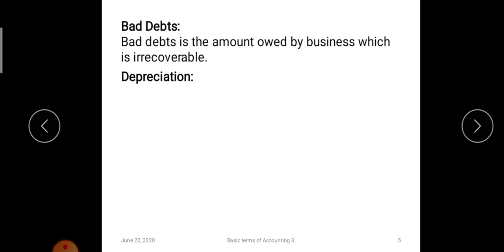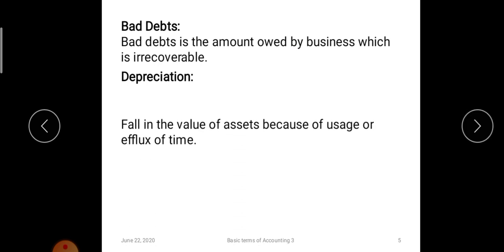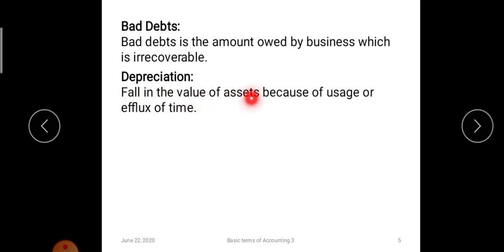Depreciation. Like we are using a car, as time is passing on, the value of the car decreases. The decrease in the value of the car is known as depreciation. The fall in the value of an asset due to use and passage of time or efflux of time is known as depreciation. Fall in the value of an asset because of usage or efflux of time is depreciation.